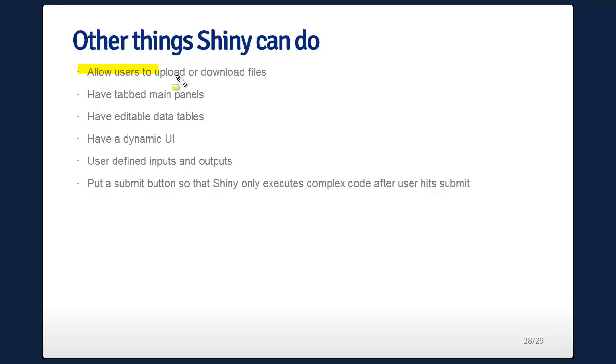Some other things you can do: you can upload or download files from Shiny. You can have tabbed main panels. This is all within the standard ui.R function for tabbed main panels. You can have editable data tables. That's neat. You can have dynamic user interfaces, so based on values that you input, it can then show you new controls. You can have user-defined inputs and outputs, which is sort of like programming more Shiny functionality.